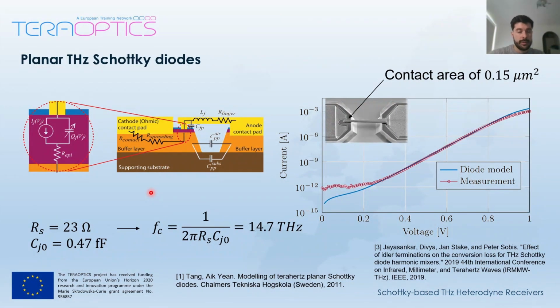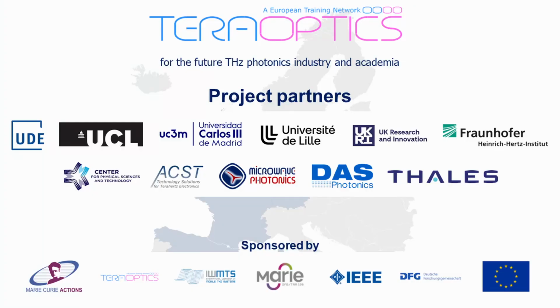The estimated resistance and capacitance of this diode is about 23 ohms and 0.47 femtofarads, and that leads to a cutoff frequency of around 14.7 terahertz. So as we can see, the frequency of operation is very high. And with this, we conclude chapter 3 of this lecture.